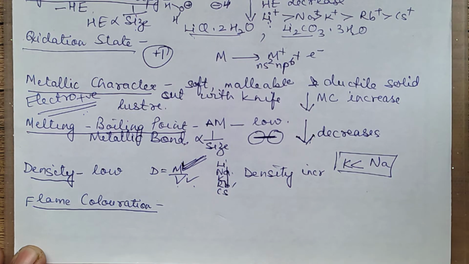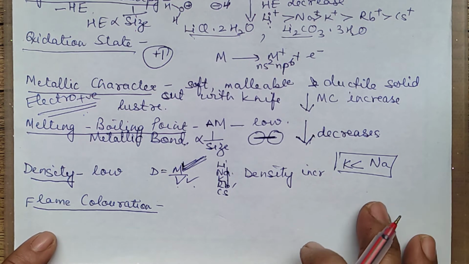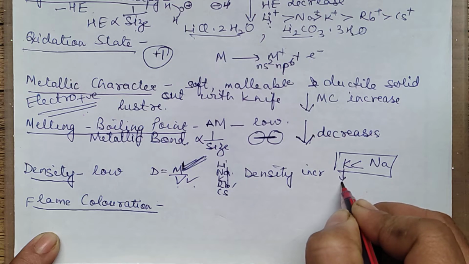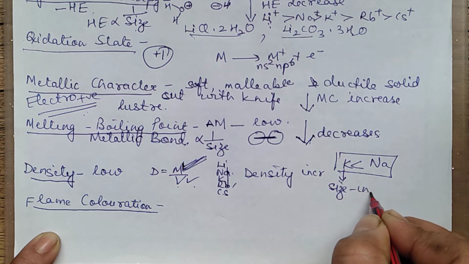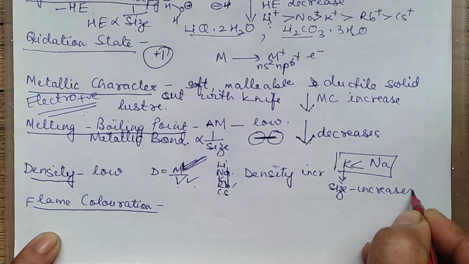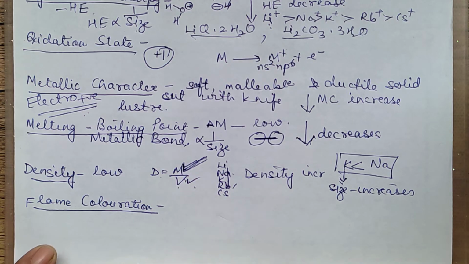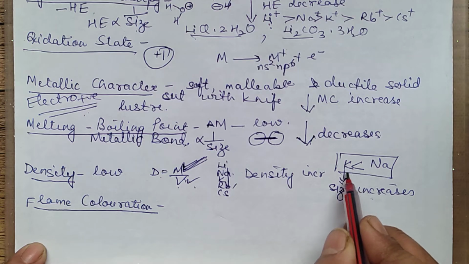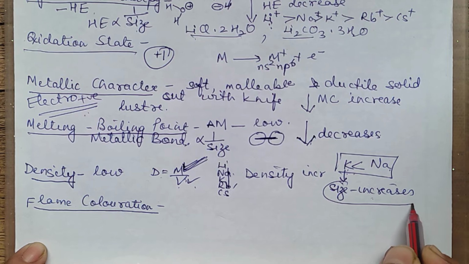This is a reason question that is asked. Why is potassium lesser than sodium? The density of potassium is lesser than sodium. That is because of abnormal increase in the size. Potassium has the abnormal increase in the size. This increases to such an extent that the volume is more. Volume is more means the density would be less. So this reason question can be asked. Potassium density is lesser than sodium, though it is placed below it, because of abrupt increase in the size.